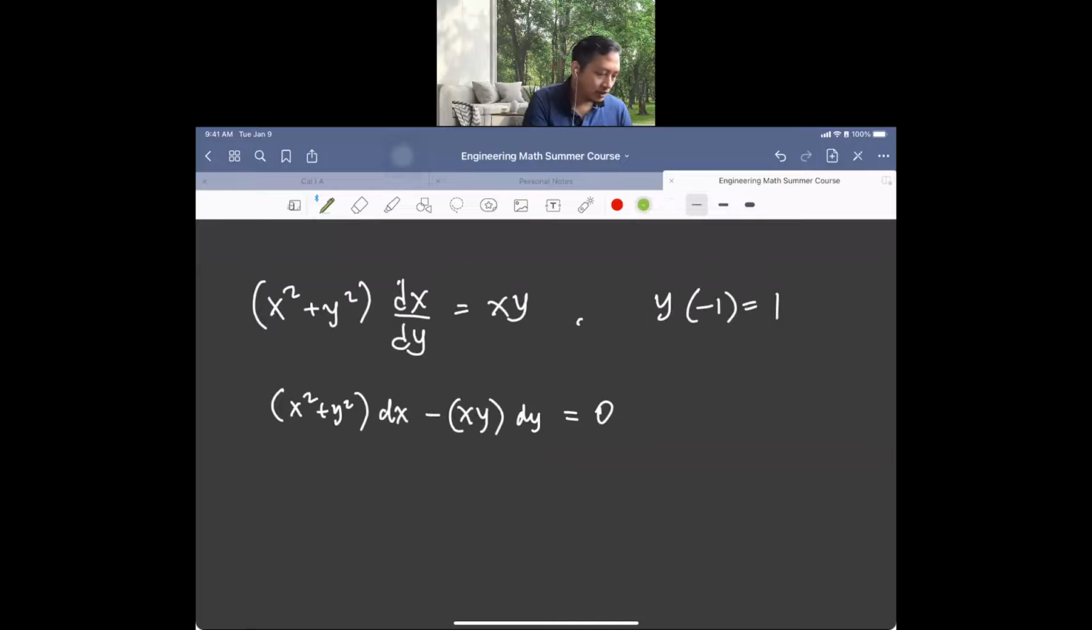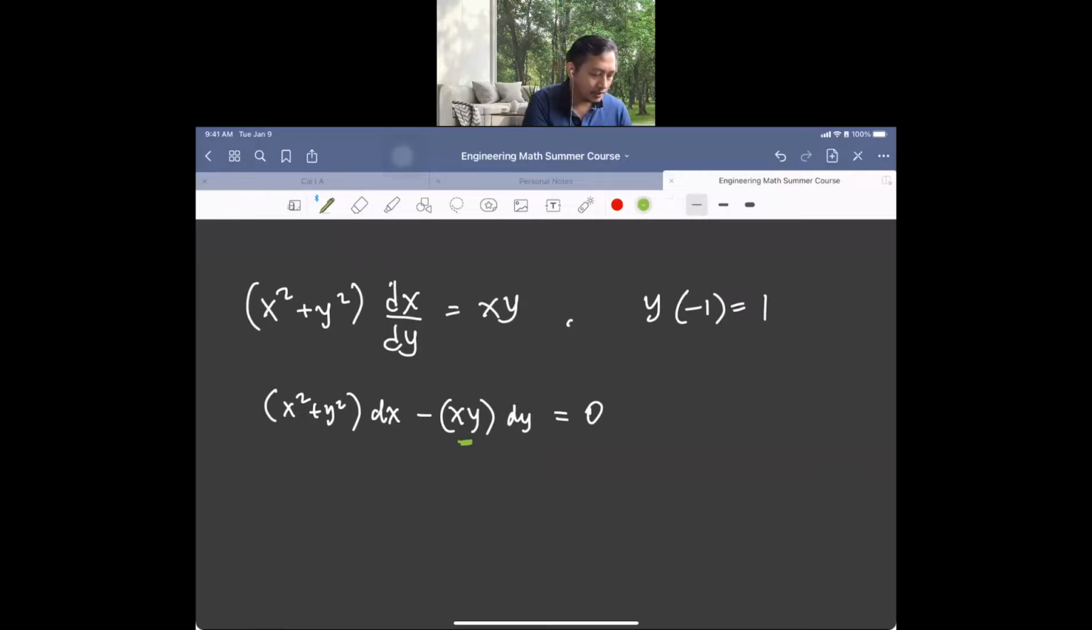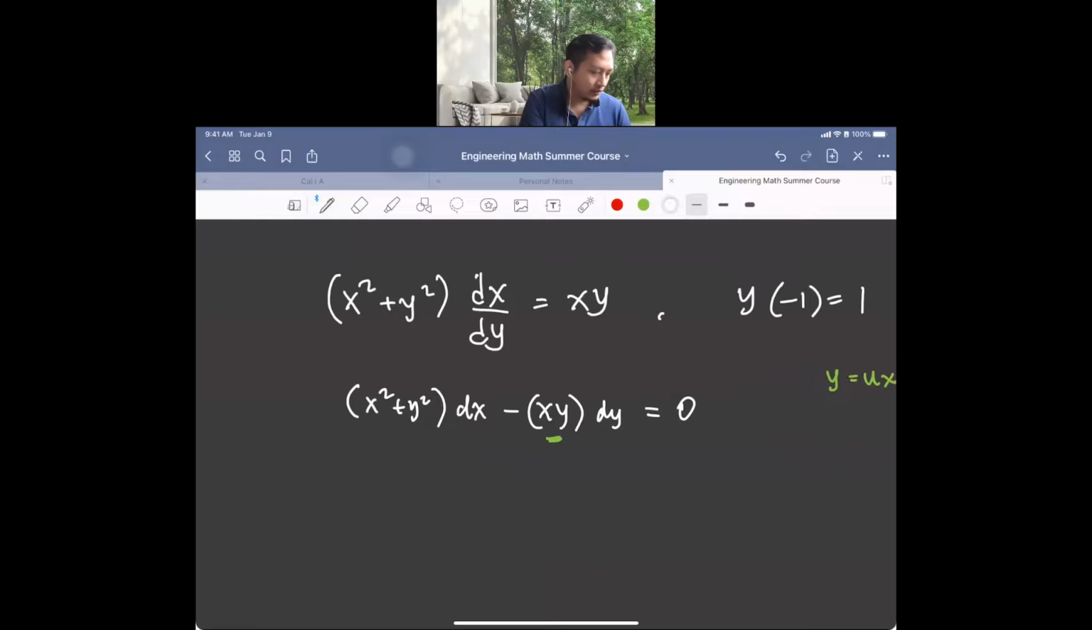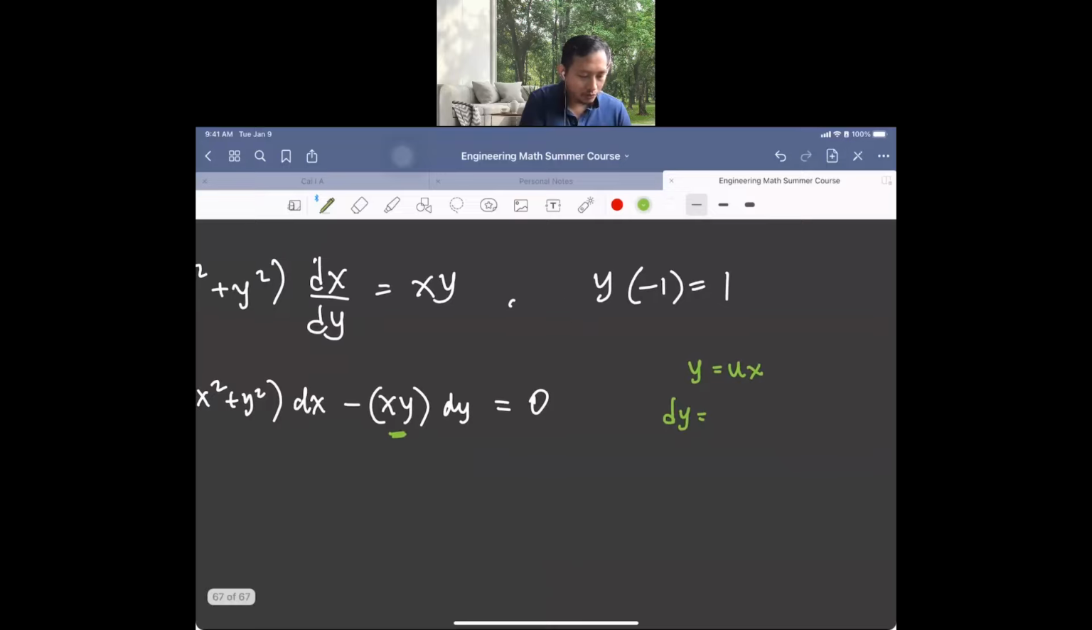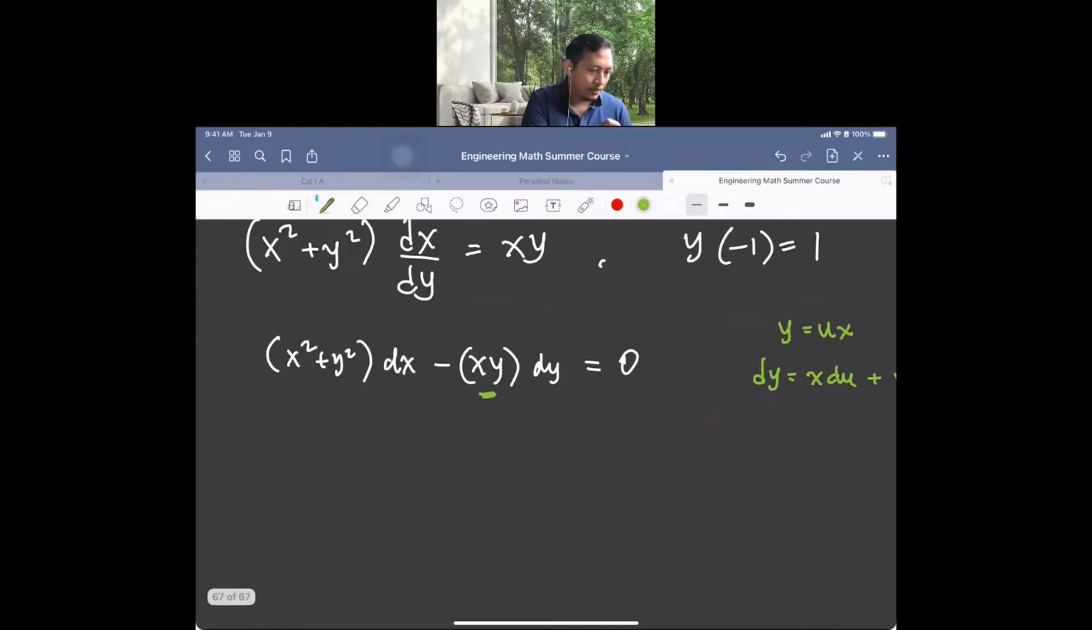The first thing, notice that we might have yx here. So probably just say that we have y equal ux. Okay, that's our first trial. Just try to sub it, and I think this will work. So first, let me write the differentials first. The differential for dy, we have the product rule, so x du plus u dx, okay, for dy.